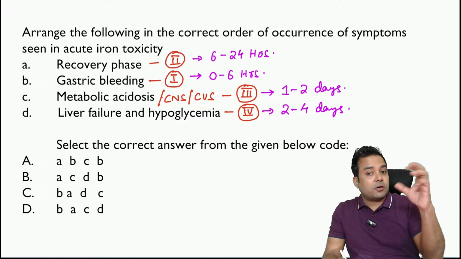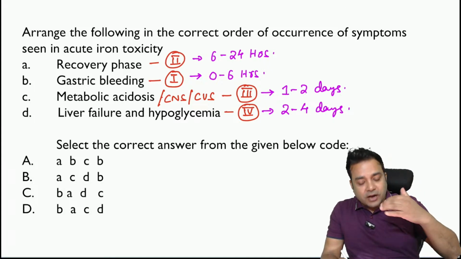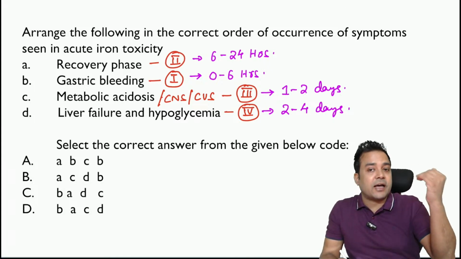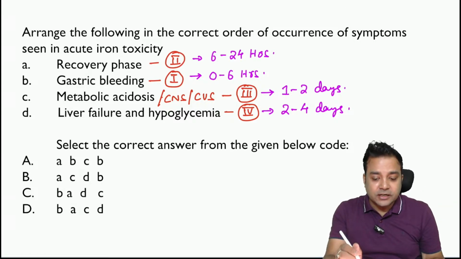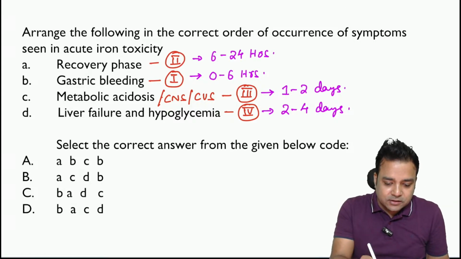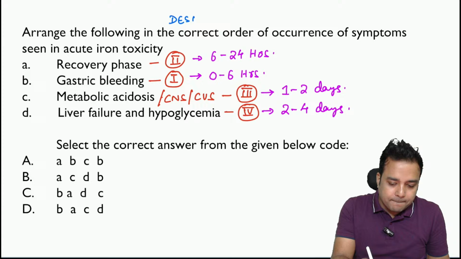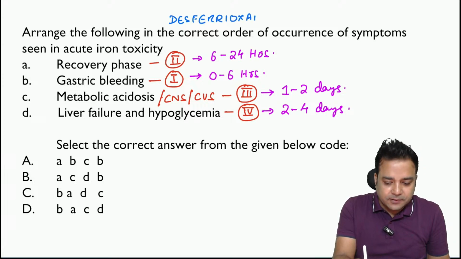So to counter excess of iron in the body, we can remove this iron from the body by giving a specific chelator. Desferrioxamine is the preferred chelator for acute iron toxicity.